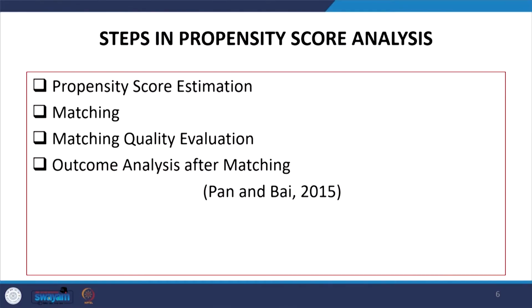That is how we can avoid the selection bias. There are different steps involved in propensity score analysis. Those steps are called propensity score estimation, matching quality evaluation, and outcome analysis after matching. Once the matching result has come, we need to have the comparison as well. Let us talk about the assumptions of this PSM.